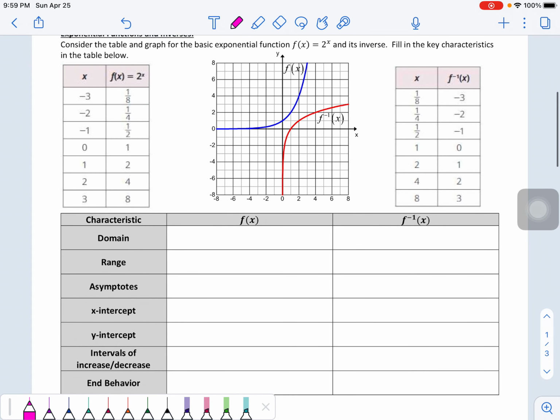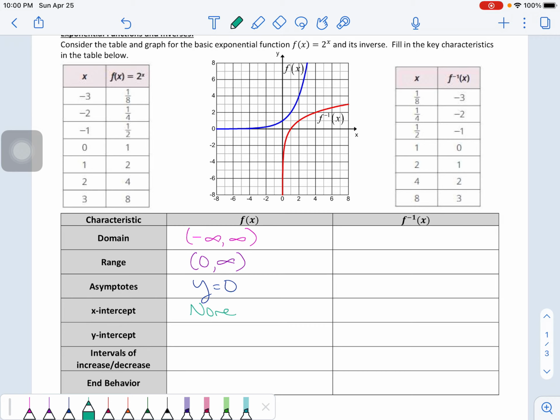All right, so f of x, this blue curve, we've done this characteristic search before. This is a growth function, exponential growth function. So domain, negative infinity to infinity. Range, 0 to infinity. Asymptotes, only 1, y equals 0. X-intercept, none. Y-intercept is 0, 1. Interval of increase or decrease. This is an increasing interval. It's actually an increasing function across the entirety of the domain.